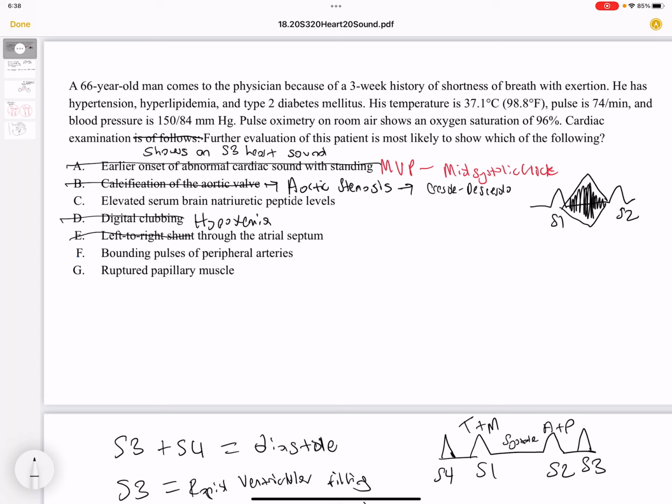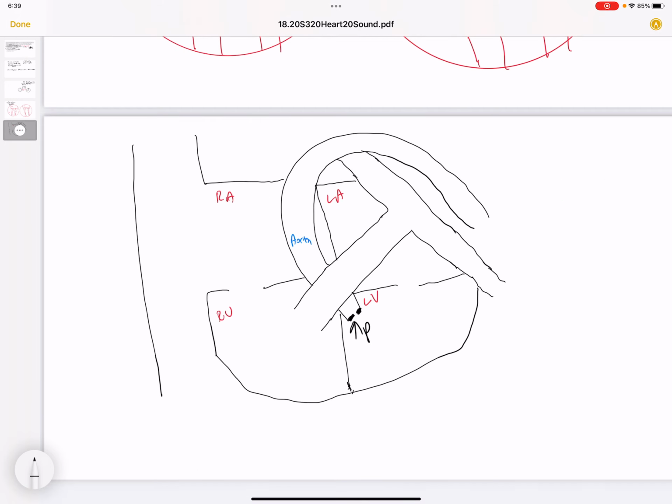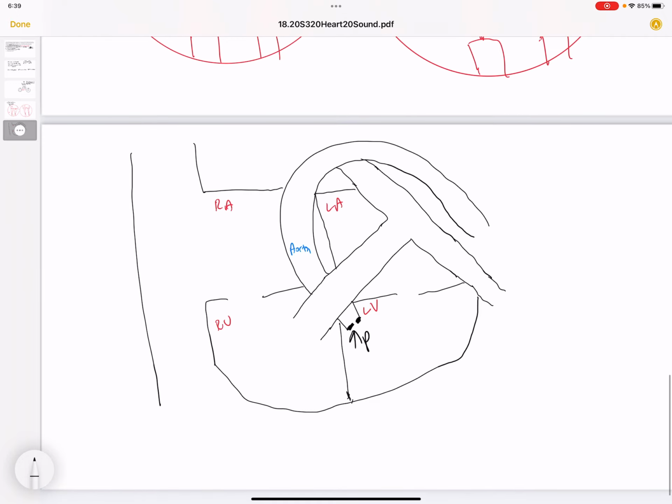Answer choice E is left to right shunt through the atrial septum. That's also not true. This is referring to atrial septal defect. With atrial septal defect, there's going to be a defect in the wall that separates the left atrium and the right atrium. Because the left heart has a higher pressure than the right heart, there's going to be blood flow to the right atrium. Now that we have more blood in the right atrium, there's going to be an increase in flow to the tricuspid valve. Here's the tricuspid valve. There's going to be an increase in blood flow going through the tricuspid valve.